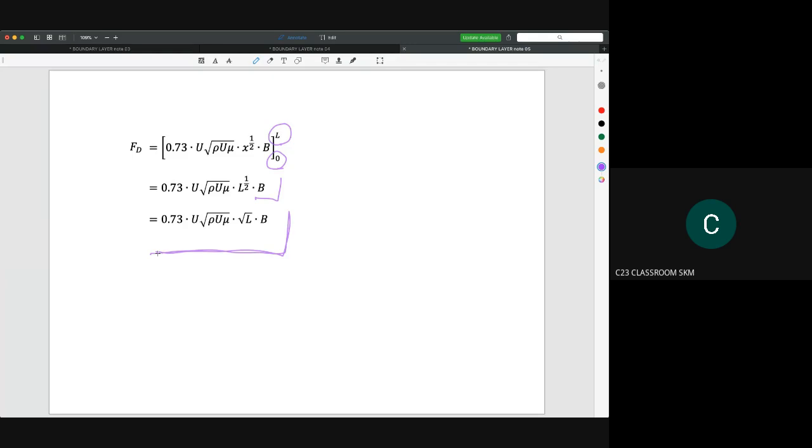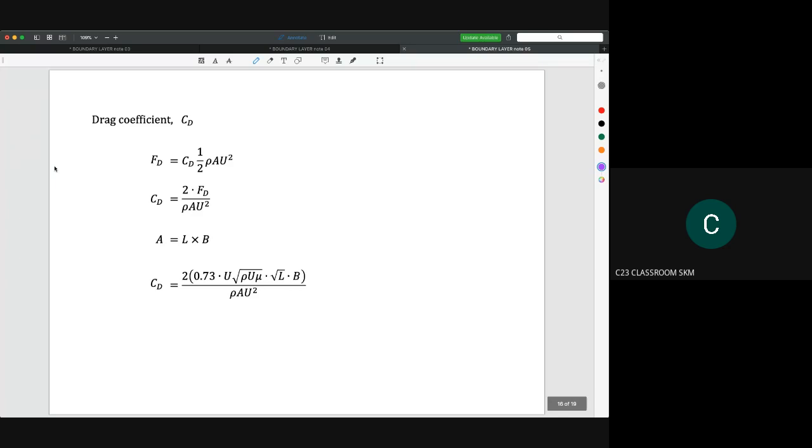Now you can substitute the value of the width and the total length, and then calculate the total drag force that occurs according to the boundary layer. And then we can calculate the drag coefficient. How do we calculate the drag coefficient? The idea is simple. We know that this equation is valid, which I already told you about. Now we need to calculate what CD is.